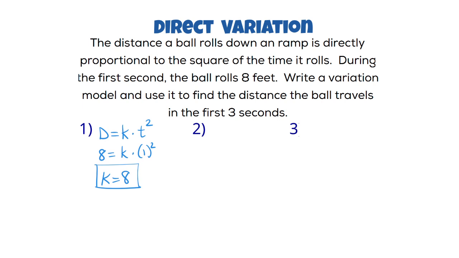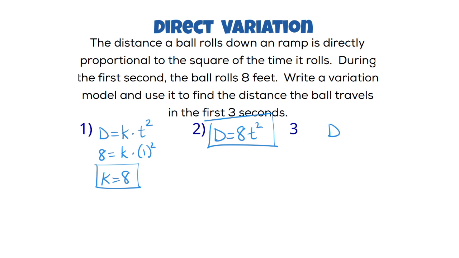Step 2 is to write the model that we are going to use. That's now going to be d equals, instead of the k, it's an 8 t squared. This is the new model. Step 2 is always just you putting your k value in and writing a nice model. Step 3 is going to be to answer this question. Use your model to find the distance the ball travels in the first 3 seconds.